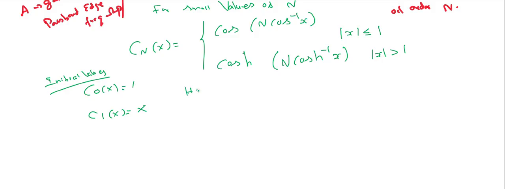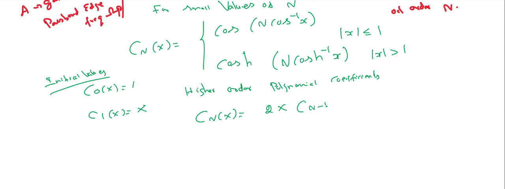The higher order polynomial coefficients may be determined using the relationship Cn of x is equal to 2x Cn minus 1 of x, minus Cn minus 2 of x.